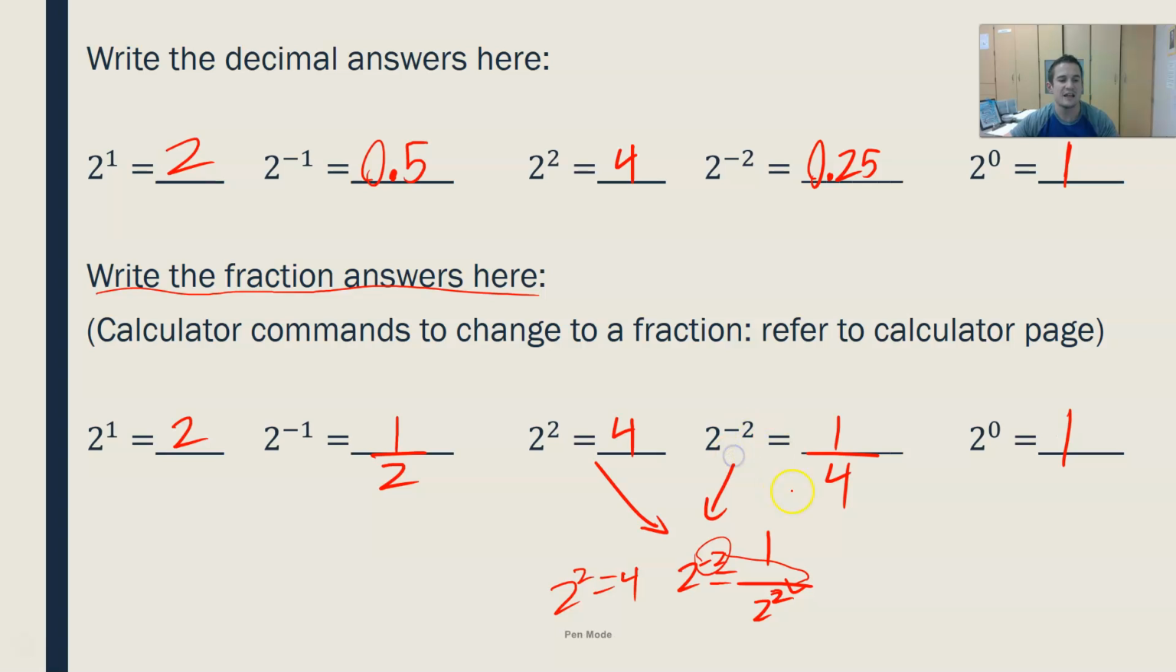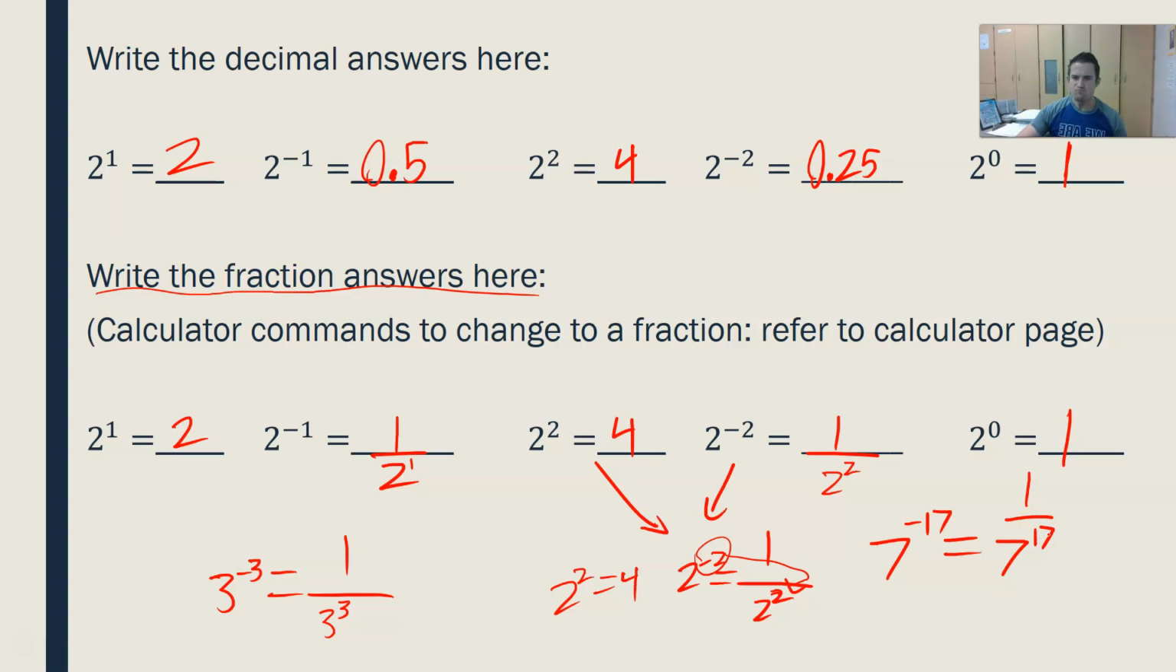So 2 to the negative 2 is the same as 1/2 to the positive 2. 2 to the negative 1 is 1/2 to the positive 1. See that? If I had 3 to the negative 3, that would be equal to 1/3 to the positive 3. If I had 7 to the negative 17th, that would be equal to 1/7 to the positive 17th. So when I have negative exponents, I flip the line and change the sign.